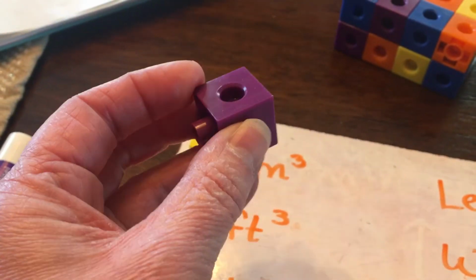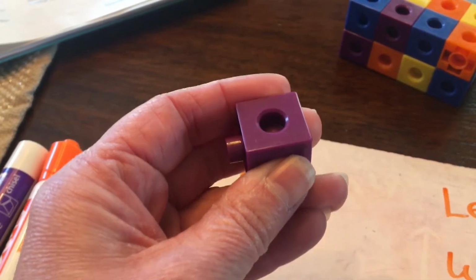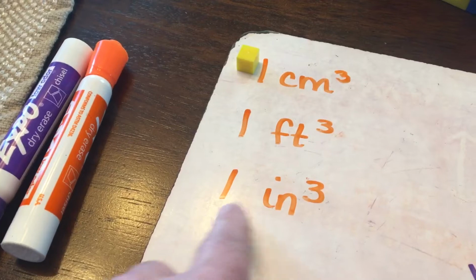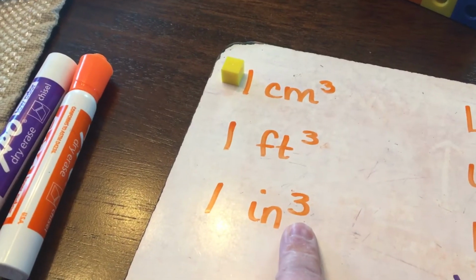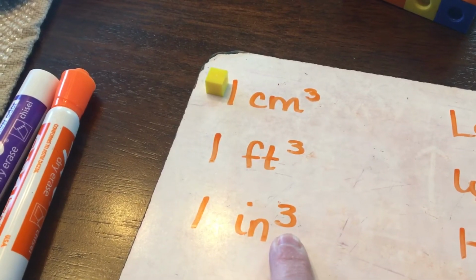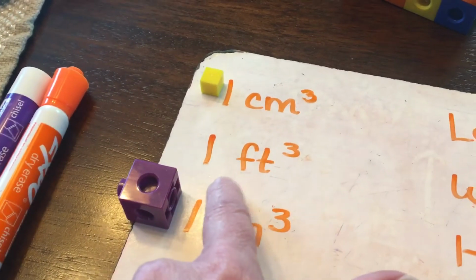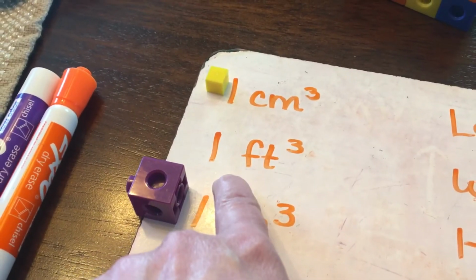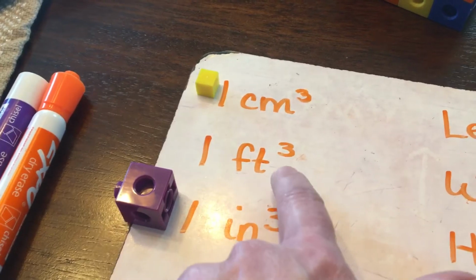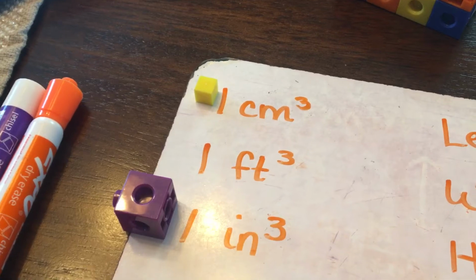Our next one is this, and we would say each edge is 1 inch, so this would be 1 inch cubed. We say the word cubed when we see that 3, and that just means that there are 3 dimensions, which we're going to talk about. I don't have a foot cube, but we can also say something is 1 foot cubed if every edge measures 1 foot.